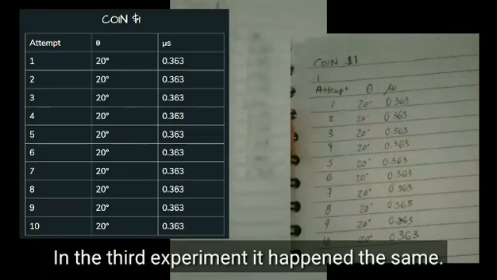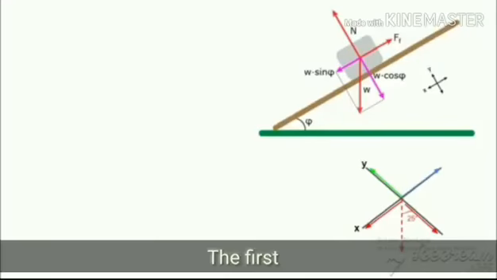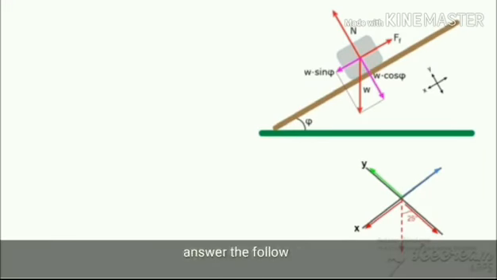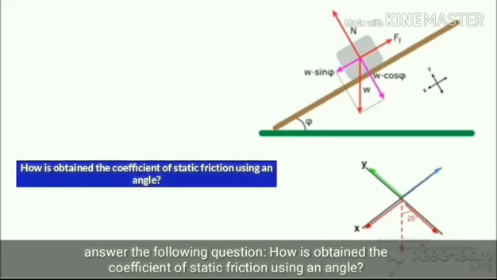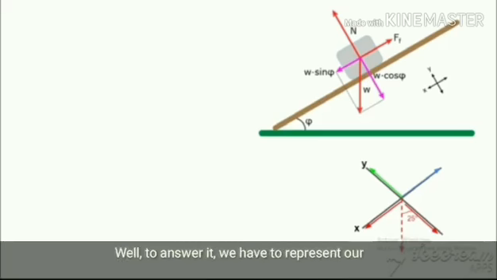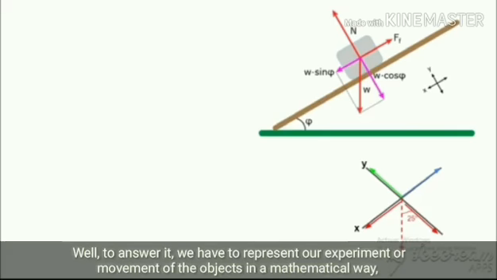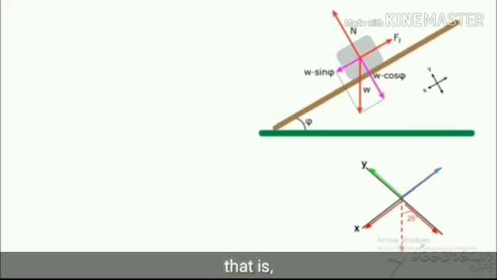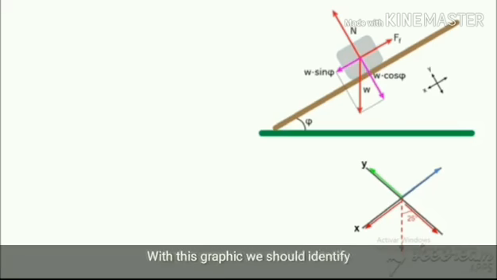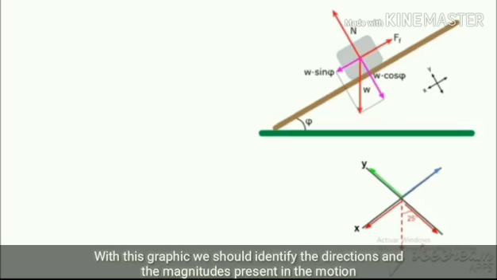In the third experiment the same happened. The first thing that we should know is the answer to the following question. How is the coefficient of static friction obtained using an angle? Well, to answer it, we have to represent our experiment, or movement of the object, in a mathematical way, that is, by making a free body diagram. With this graphic, we should identify the directions and the magnitudes present in the motion.